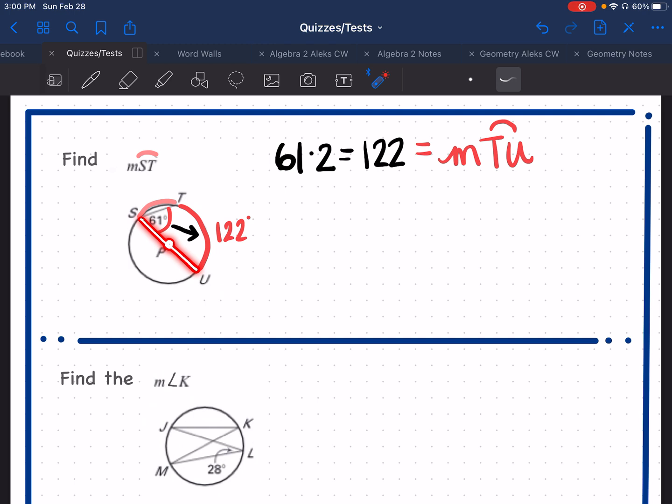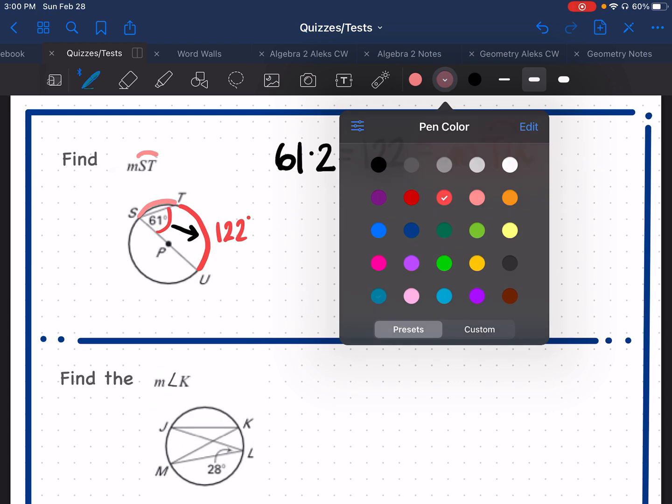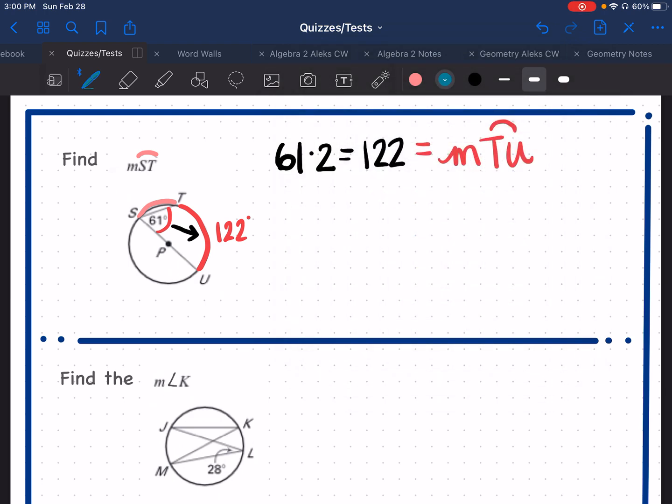If this is a diameter, then this is a semicircle, and so is that. And I know that a semicircle is 180 degrees. So what I know, and I'm going to grab another color, is that this is 180. I also know that this is 180. And 180 plus 180, of course, makes my 360, which is my whole circle.